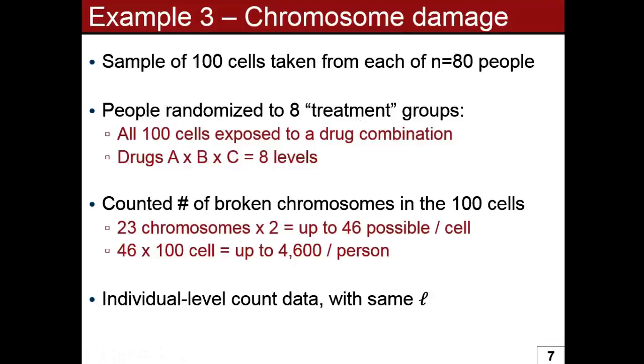So why am I saying all this? This is a situation where it's count data. It's true, it's count data. It's got a really big upper theoretical limit, though hopefully it's not going to get anywhere near 4,600. It's going to be like 27 and so forth. And it's the same offset for everyone, right? Everyone contributes the same number of chromosomes potentially to this.